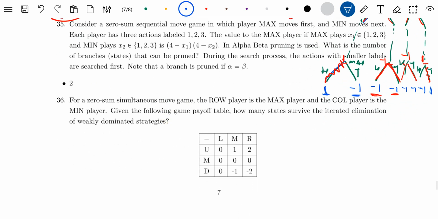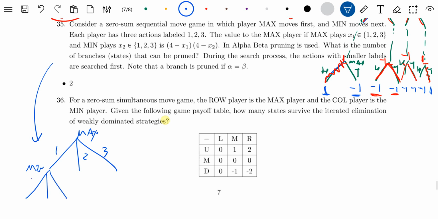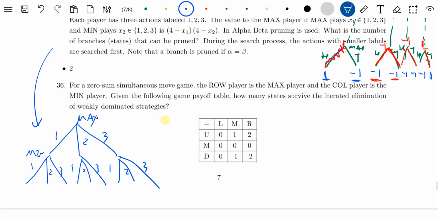Okay. So the next one is just drawing the game, and then you should be able to see. So first action 1, 2, 3. Who's playing first? Max is playing first, and then Min would do 1, 2, 3, 1, 2, 3, and 1, 2, 3. So now we compute the numbers. 4 minus the first one is 3, times 3 is 9. And so this is basically 3. 3 times 2 is 6. 3 times 1 is 3.